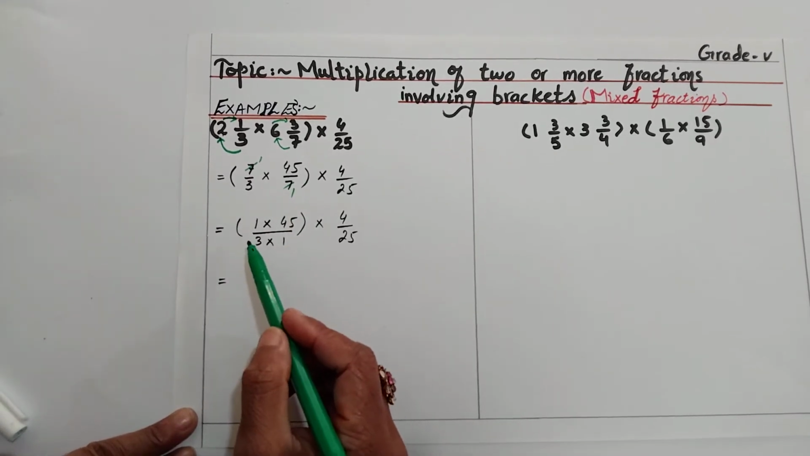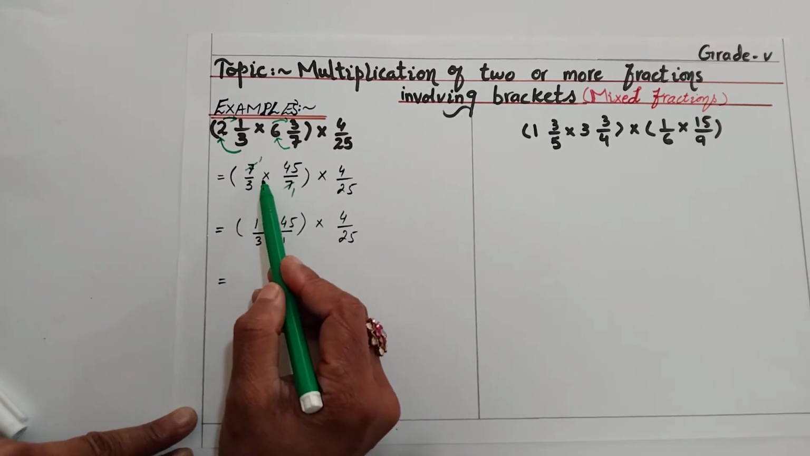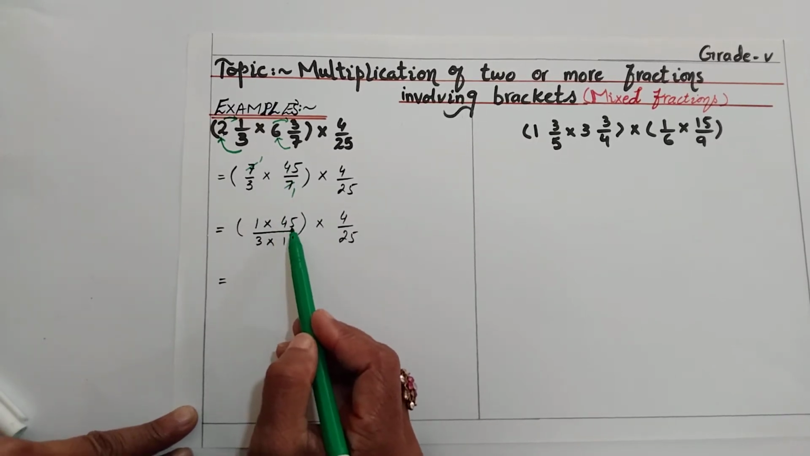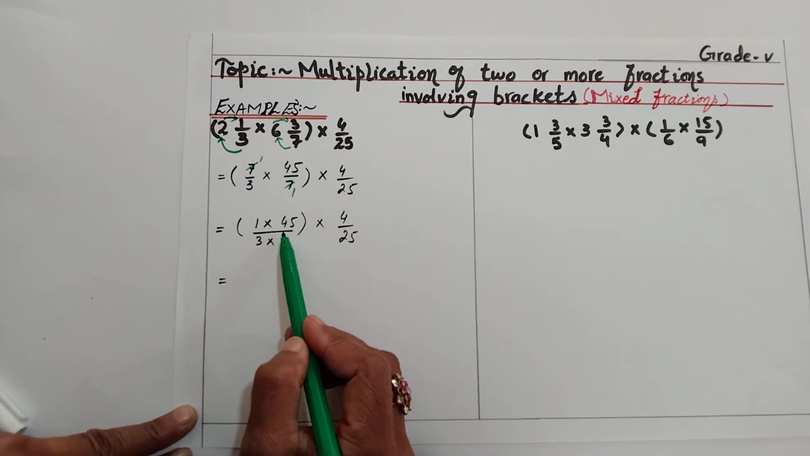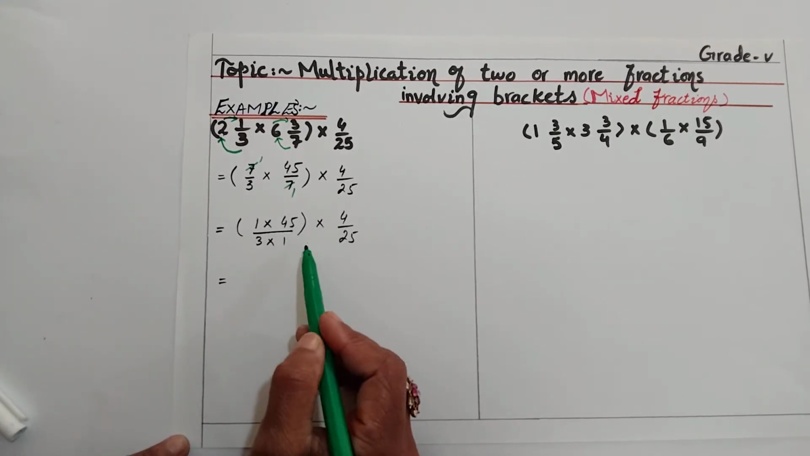We can also cancel the 45 by 3, but you can cancel the 45 by 3 over the same place, and you can also cancel out the 45 by 3 in the next step. It's up to you what's the easiest way for you people.